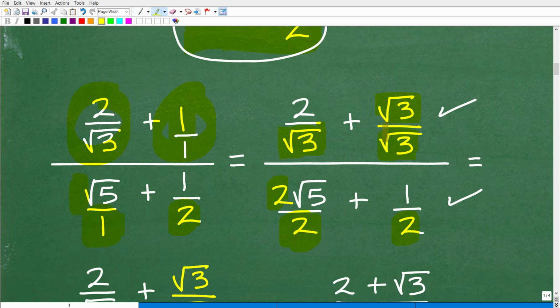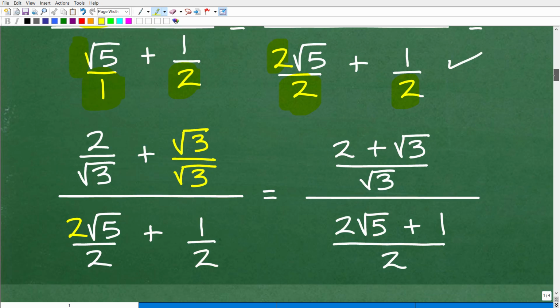And then these fractions up here have the same denominators. I'll be able to add them up. And now let's go ahead and do that right now. All right, so here's the setup a little bit more clearly. So how do we add fractions with the same denominator? We simply add the numerators. So this would be 2 plus the square root of 3 over the square root of 3. Okay, and here down in the denominator we have 2 square root of 5 plus 1. That'll be our numerator over 2. All right, so this is the first step.